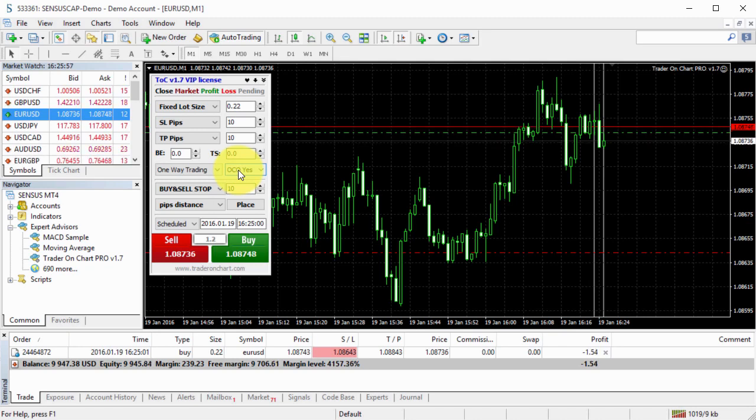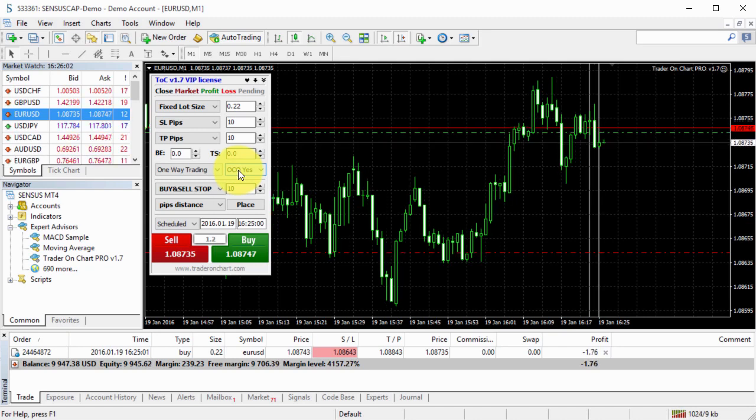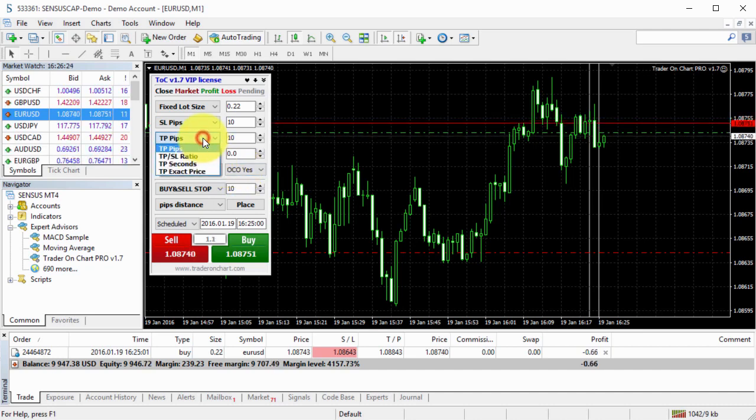So for example, I have buy stop pending order and sell stop pending order. If my sell stop gets triggered, then the very next moment the buy stop will be cancelled, or in reverse. If my buy stop is executed, then my sell stop will be cancelled. So this works very well with news trading as well. So there are a couple more features.